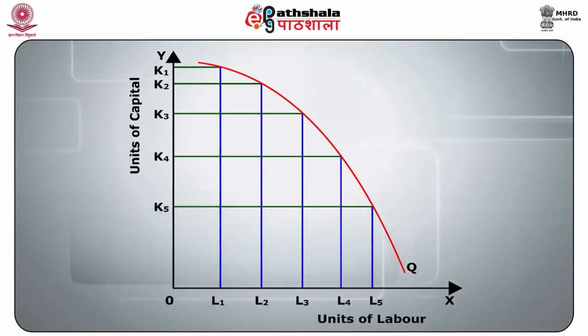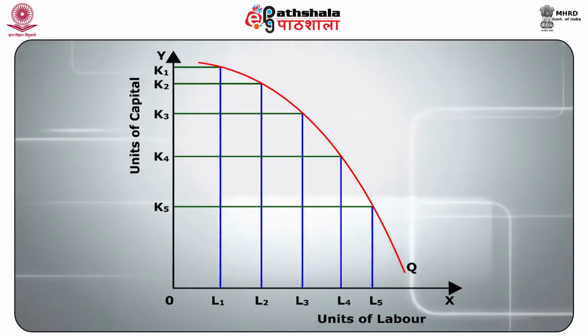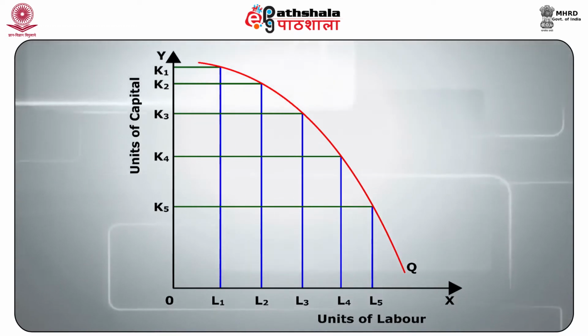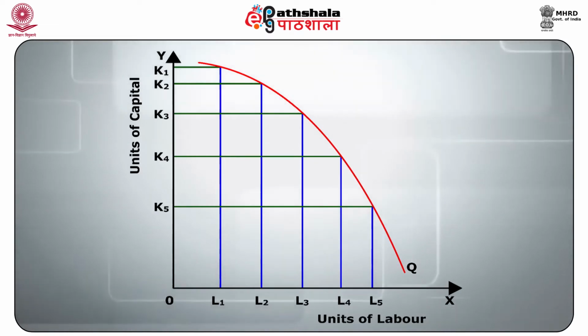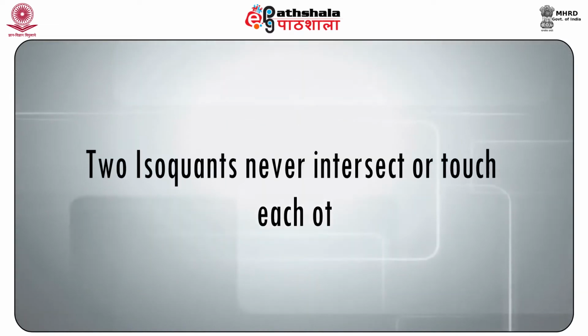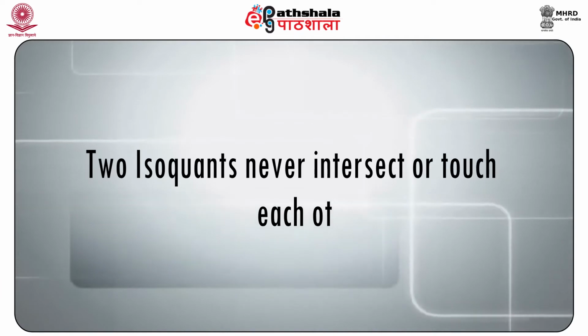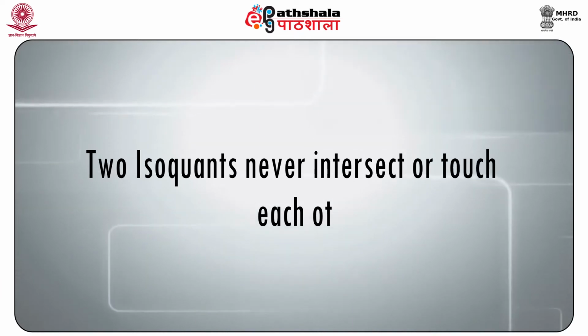This shows that the firm is willing to sacrifice more and more units of capital for an additional unit of labor. This is against the principle of diminishing marginal rate of technical substitution. Third, two isoquants never intersect or touch each other. We prove this property by contradiction.